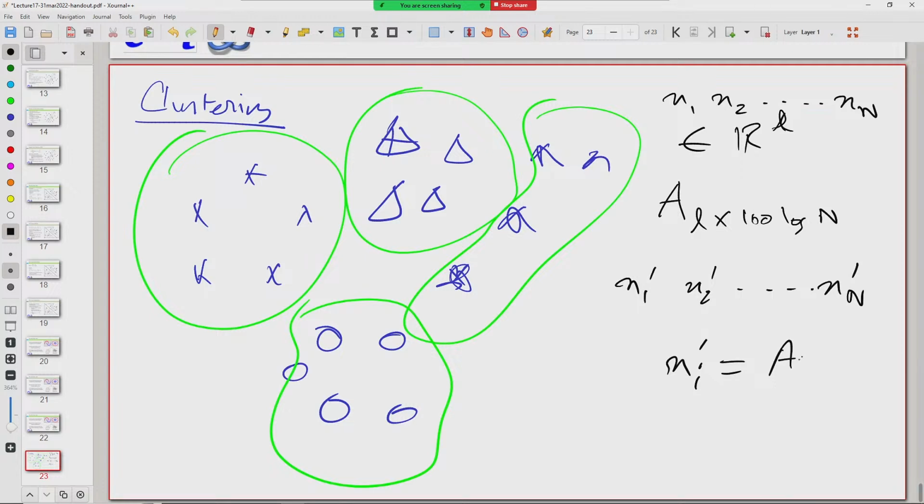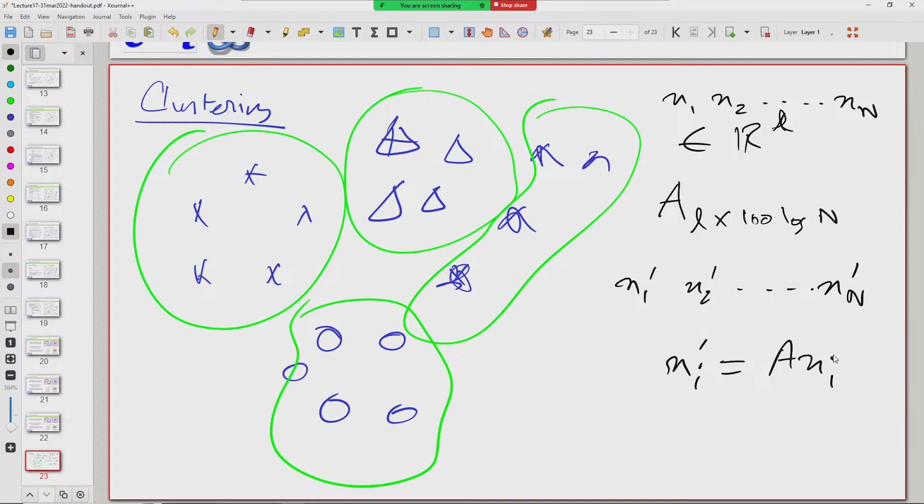where xi prime is equal to A times xi. Did I get the dimension correct or should it be the other way around? Can anyone check if it should be A times xi or xi times A? Okay, I will leave you to fix this.